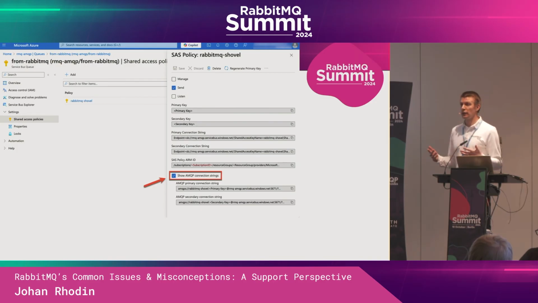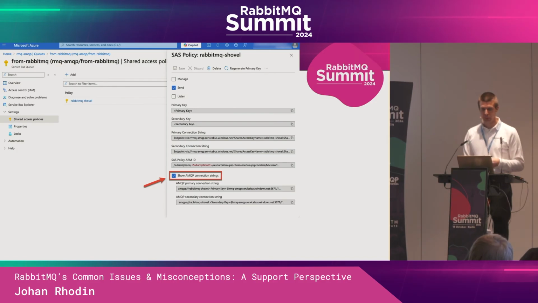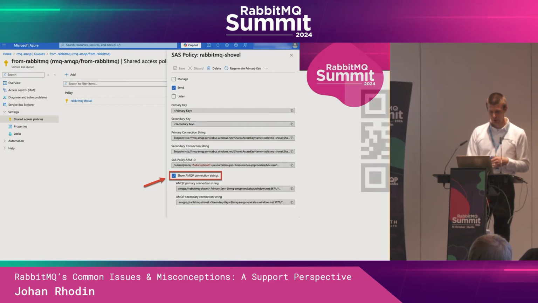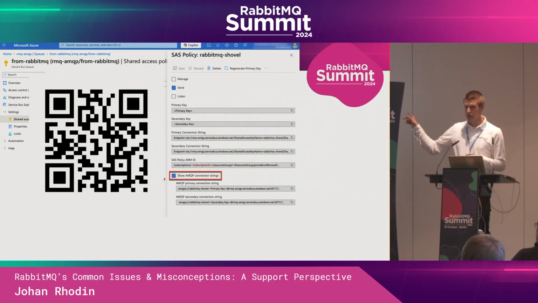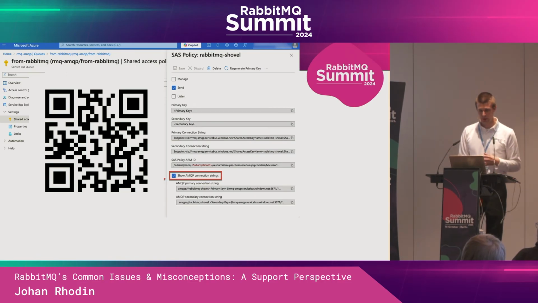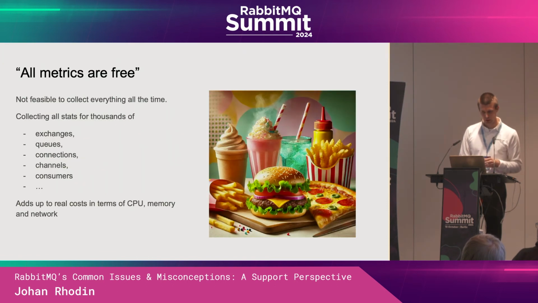And one of the things that was an issue earlier on with getting Rabbit connected to, for instance, Service Bus was creating this connection URL for the shovel. If you scan that QR code, that helps you with that setup. And so that's very good to have.